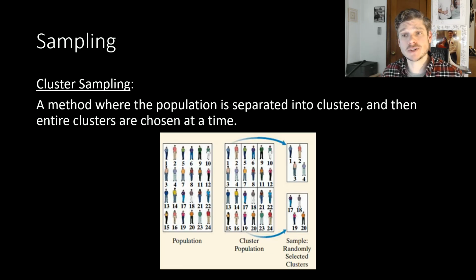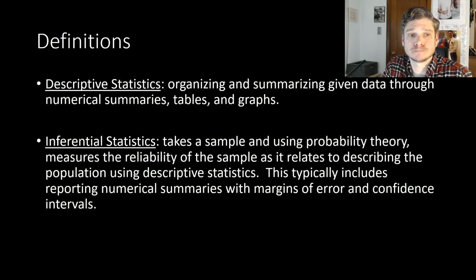There's also cluster sampling. This is similar to, but a bit different from, stratified sampling. Again, we take our population and split it into groups. In this case, our groups are called clusters, and then you choose an entire cluster at a time. This is really useful if you're going to be doing the study over and over again and you don't want any replacement, so that you never ask the same person twice. But again, you separate into clusters and then choose an entire cluster at a time.